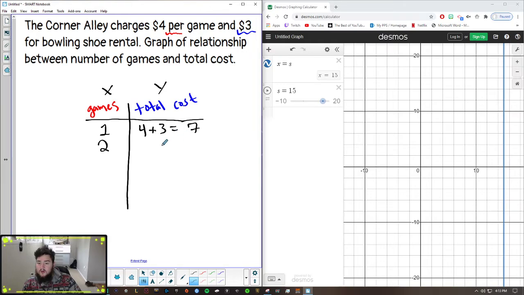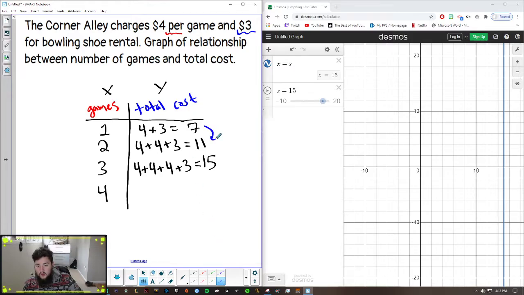2 games would be $4 for the first game, $4 for the second game, and $3 for the bowling shoe rental. Which means this is going to cost $11. Okay, $11. Let's do another one. I'm going to play 3 games of bowling. So I would have $4 for the first game, $4 for the second game, $4 for the third game, and I have to rent my bowling shoes for $3. So I have $4, $8, $12, $15. $15.